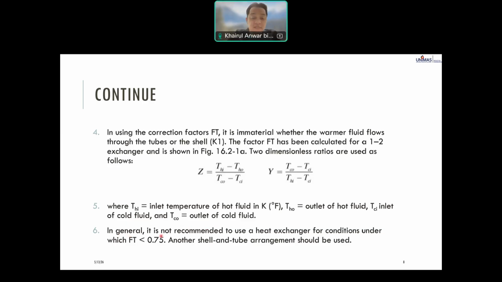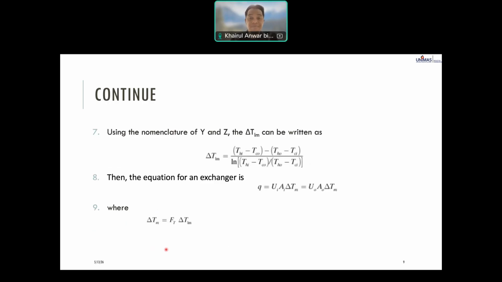In general, it's not recommended to use a heat exchanger if FT is less than 0.75. Meaning it's not suitable, you need to change the shell and tube arrangement. Using the nomenclature of Y and Z, the delta TLM can be written like this. The equation for the exchanger is Q equal to UA delta TM, where delta TM equal to FT delta TLM.